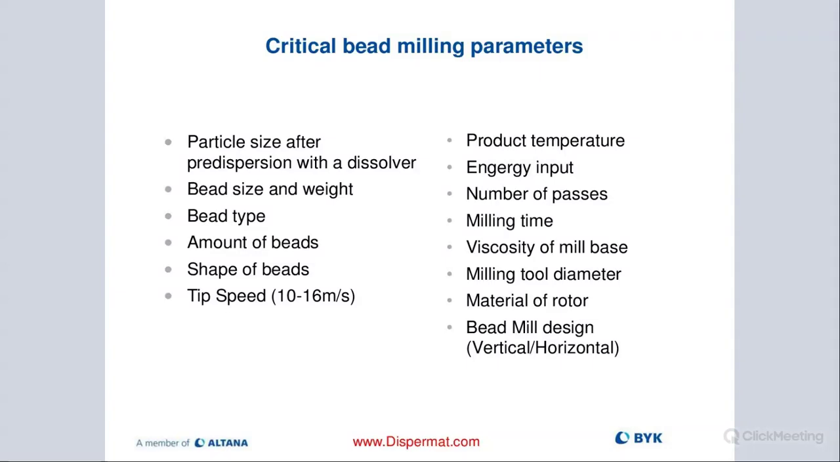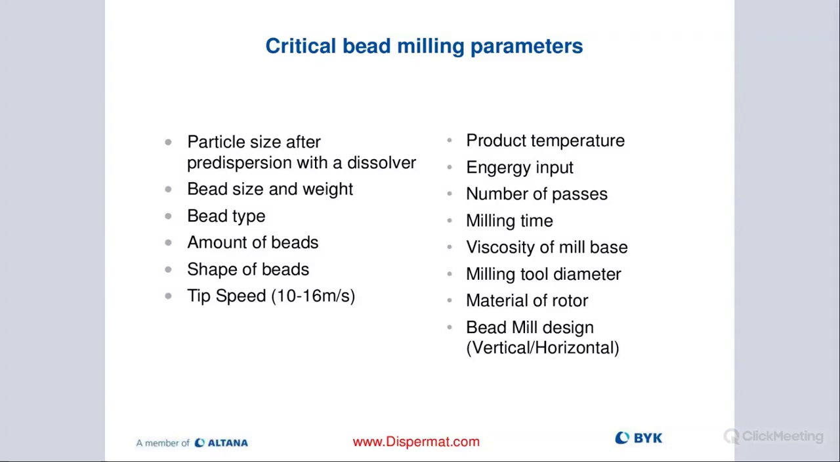Again, I know I'm repeating myself, but a really important parameter is the tip speed when we're milling: 10 to 16 meters per second, and 18 to 25 when we are pre-dispersing. Product temperature: we're going to put in a lot of energy, as I mentioned earlier. It's very important that you have a high-powered or good quality chiller that can keep up with the energy output of your mill or your dissolver with the basket mill attachment.